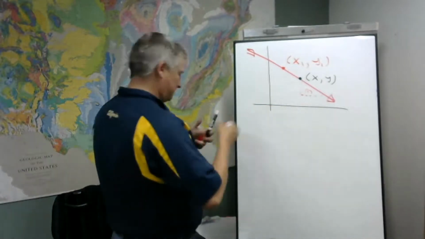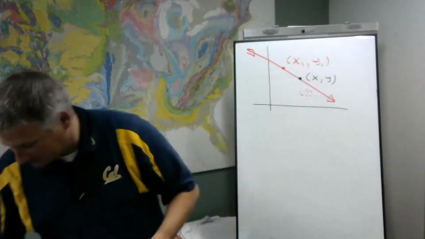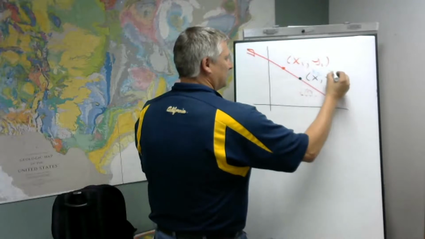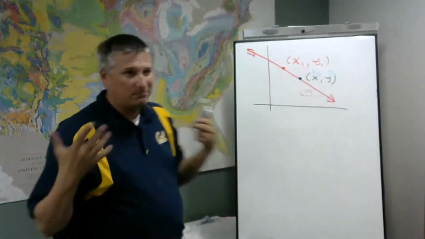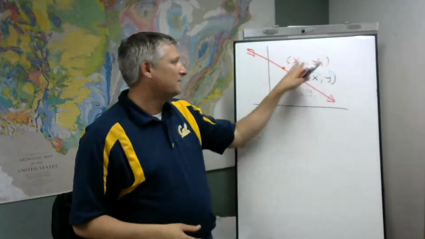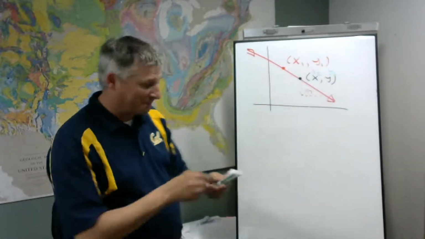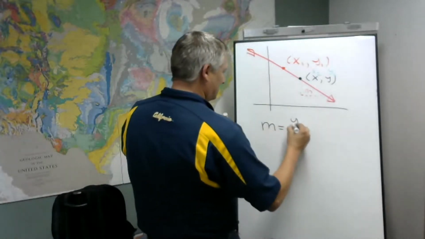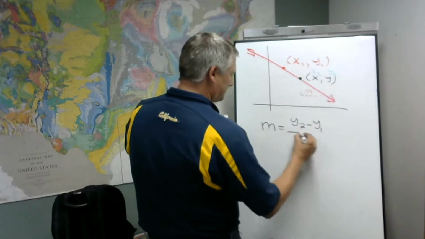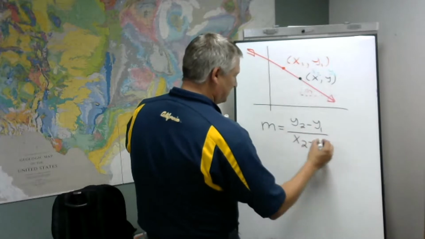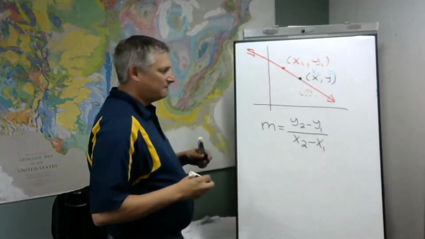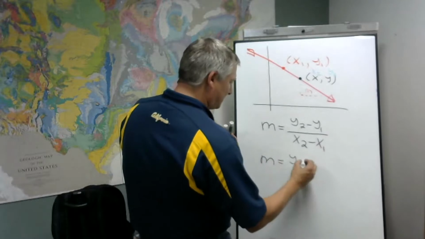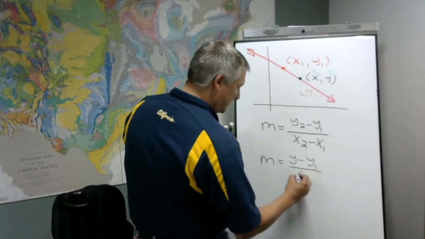So let's give these a little identity. Say this is, call this x2 and y2, even though we wouldn't be given these as numbers. Again, those are the only numbers we'd be given. So slope is y2 minus y1 over x2 minus x1, and we fill things in. So y2 is just y, x2 is just x.